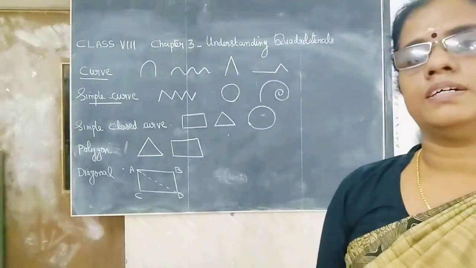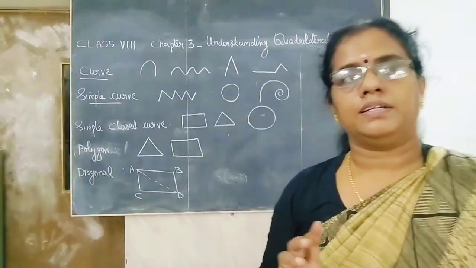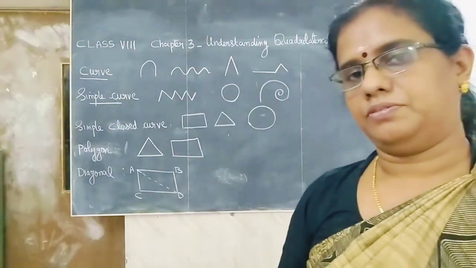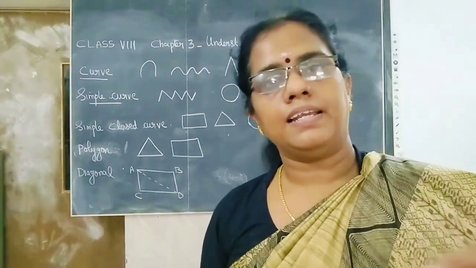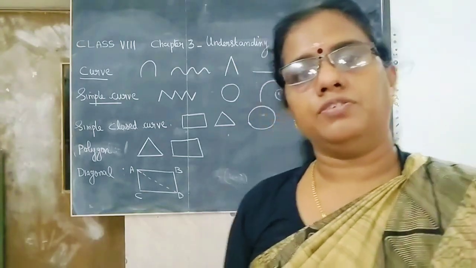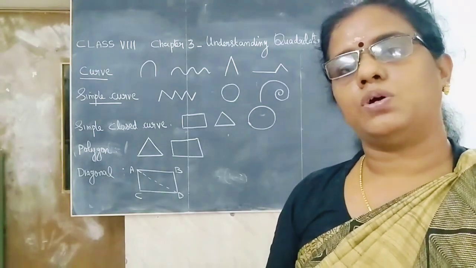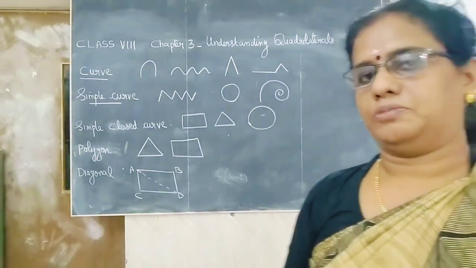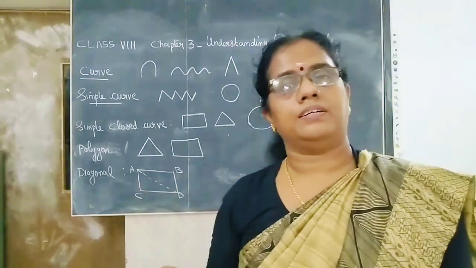First one, curve. Any line can be a curve. It can be straight or bent. In daily life, a straight line is not a curve, but in mathematics, a straight line is also considered a curve. Now, how to draw a curve?